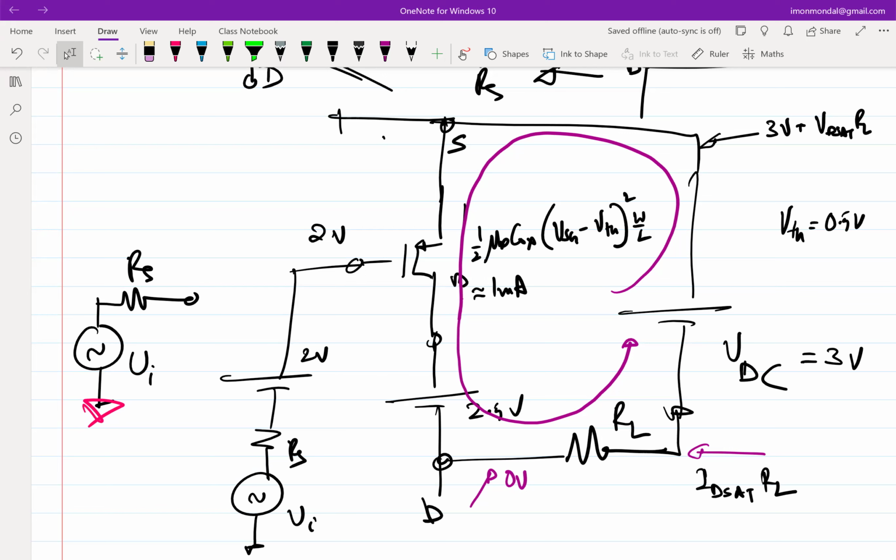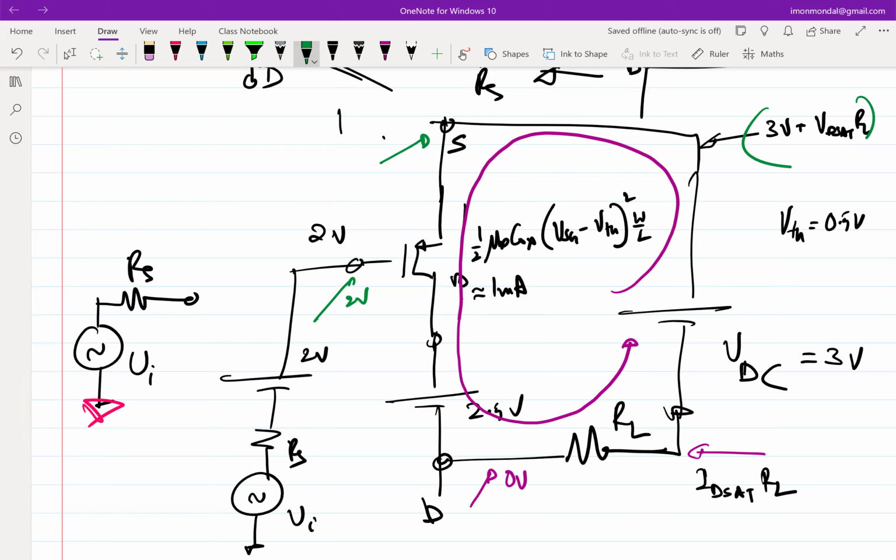But I'm making all these points because now let's come back to this way of connecting RL. So now what you see is this voltage, the source voltage, becomes 3 volt plus ID sat times RL. What is the gate voltage? It remains 2 volt. So what is the source to gate voltage? The source to gate voltage has now changed.